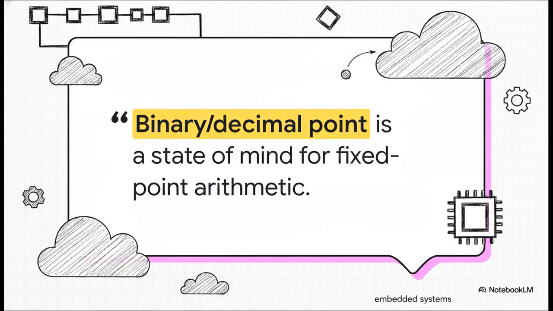Now, what's really interesting about this slide is this quote right here. Binary or decimal point is a state of mind for fixed-point arithmetic. It really is. There is no physical dot inside the chip. The dot exists only in your logic, in your scale factors, and in how you choose to interpret those raw ones and zeros. It's almost philosophical, right?